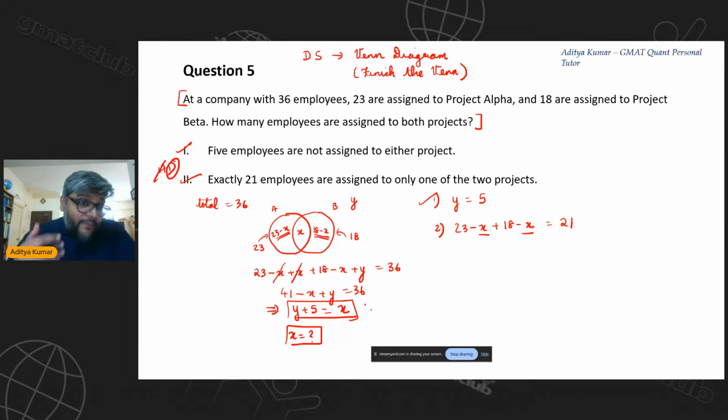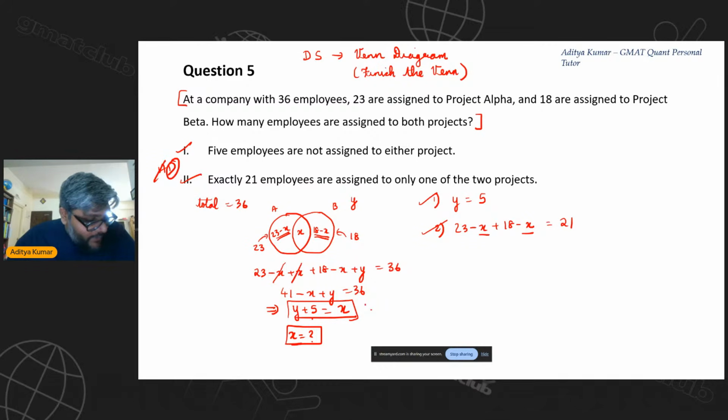I set up my Venn. I finished my Venn. I set up an equation using the total. I boxed that information. I boxed what my question was asking. And once I had everything set up, only then I went into my statements and I worked with it. When I went into my statements, since I had everything set up, everything boiled down to a simple translation to what I already have. Got it?